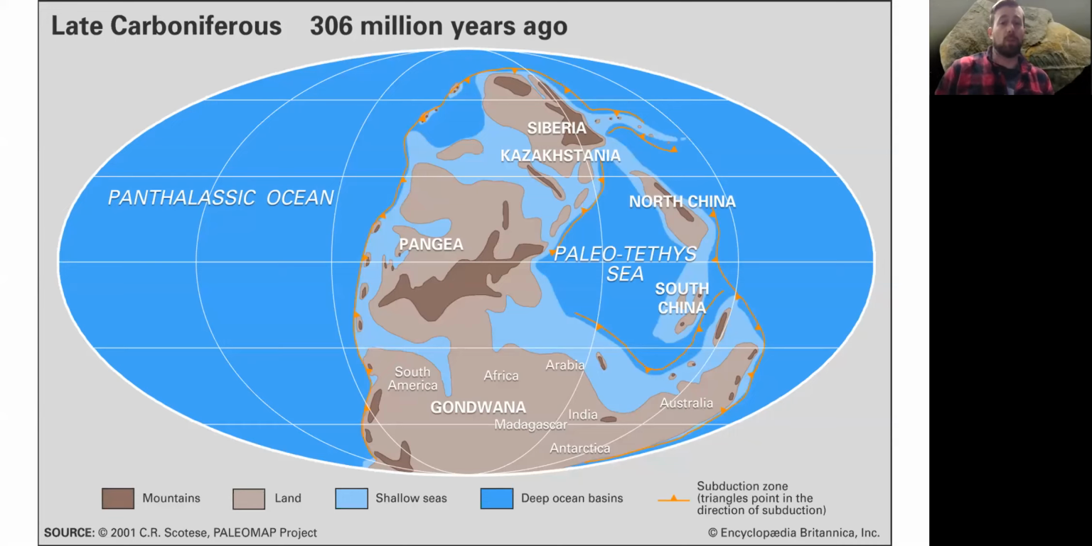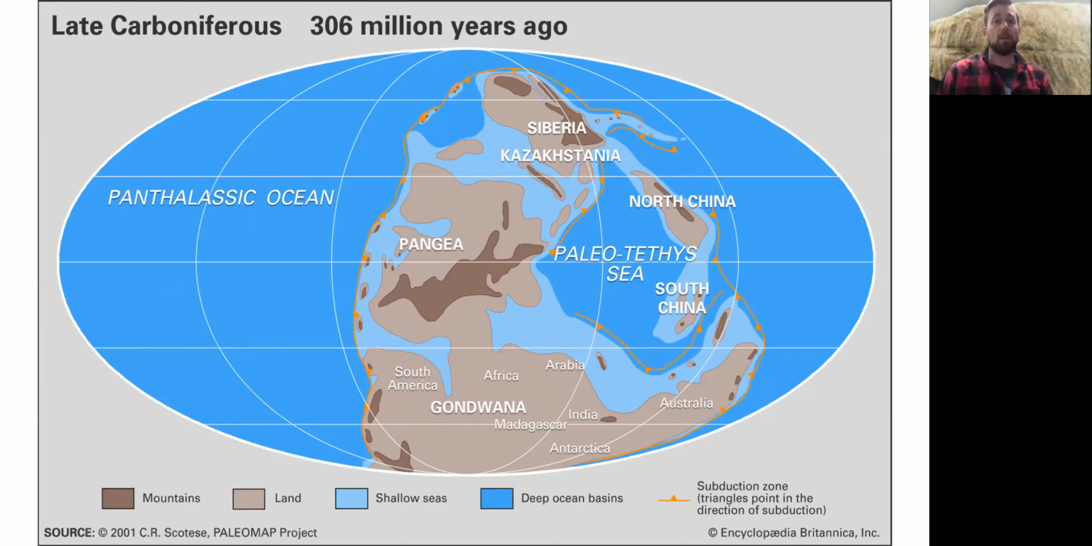And as you can see at this point, Pangea has pretty much started to form. North America is still rotated a bit and straddling the equator, but we've now converged with Gondwana, and we're starting to form a supercontinent. This is like the last death throes of not having a supercontinent. So everything's starting to come together.